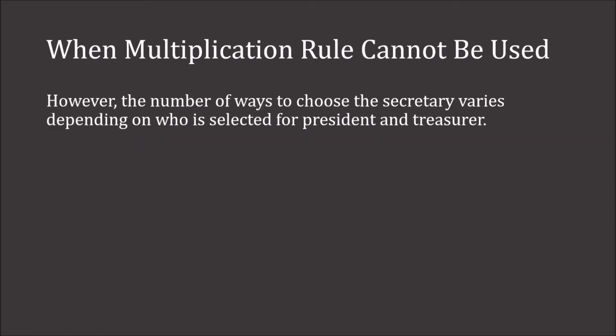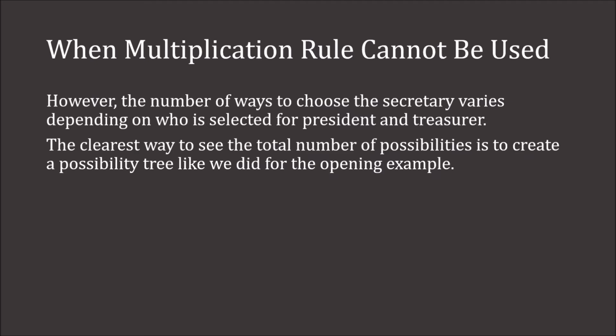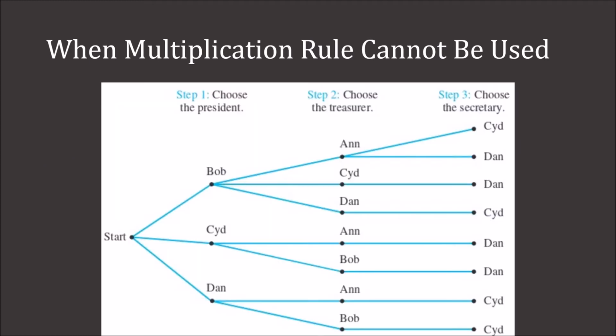So the easiest way, or the clearest way, to see the total number of possibilities here is to create a possibility tree like we did in the opening example. And this would be the possibility tree. They broke it into 3 steps: choose a president, then choose a treasurer, and choose the secretary. So if Bob is chosen as president, then there are 3 choices for treasurer: Anne, Sid, or Dan.